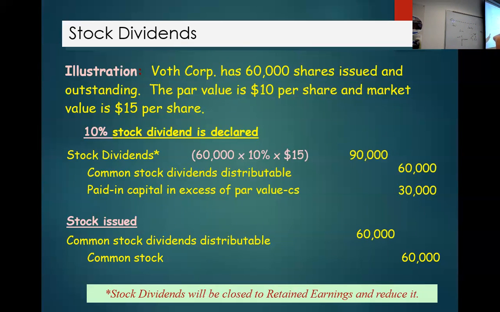Yeah, no. So remember, declaration, payment date. If you close the books and publish financial statements between those two dates, under stockholders' equity, you'd have common stock, and then you'd also show common stock dividend distributable.